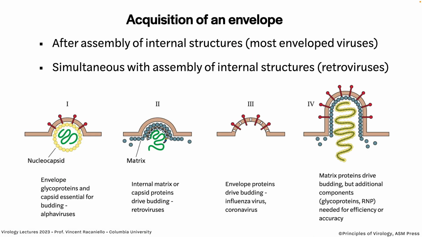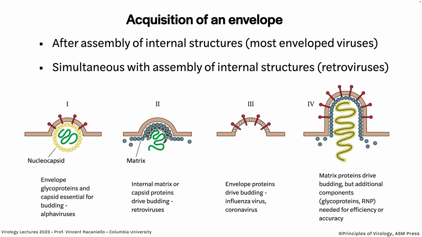And finally, some particles acquire envelopes. Let's talk about that process. Most particles, you assemble the internal structures and then it buds out of the cell in a process we'll look at. Most envelope viruses do that. But for some retroviruses, the particle buds, it's not yet assembled. The components inside are not yet assembled. So they assemble either simultaneous with or after budding.